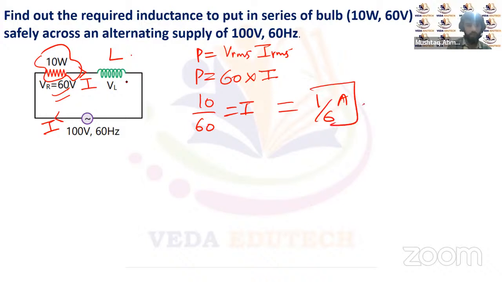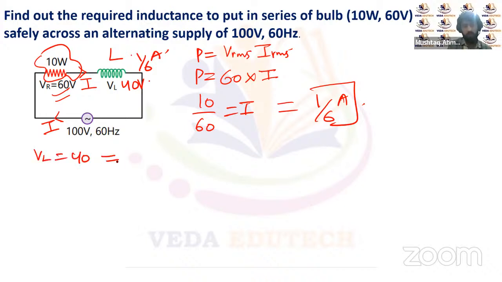So 1 upon 6 amperes is the current flowing through this circuit. If 100 volt is the total RMS value and 60 volt is across the resistor, then it has to be 40 volts across the inductor. Now 40 volt is the voltage VL here, it's equal to 40 volts.